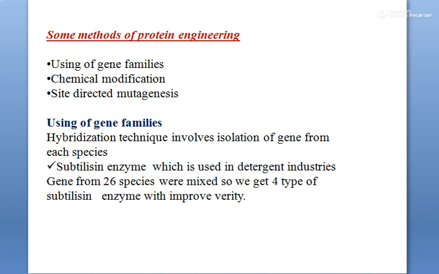So what is the example? Subtilisin enzymes, which are used in the detergent industry. Genes from 26 species were mixed, so we get 4 types of subtilisin enzymes with improved variety. That means we get only 4 types of desirable enzymes from these 26 species of subtilisin enzymes, right?